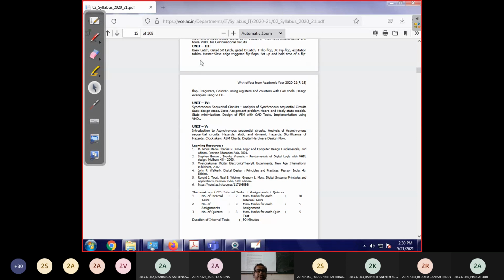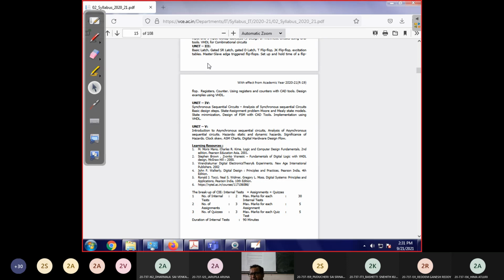Now coming to the third unit, we are talking about basic latch, gated SR. All these are memory elements. A latch is a memory element, so we try to understand the basics of memory here in the third unit. Here we talk about the different types of flip-flops you can design, and how you can use these flip-flops to build your bigger registers. How the flip-flop operates, how you can store data in a flip-flop. All these things we try to understand in the third unit. From the third unit onwards, we are talking about sequential circuit design.